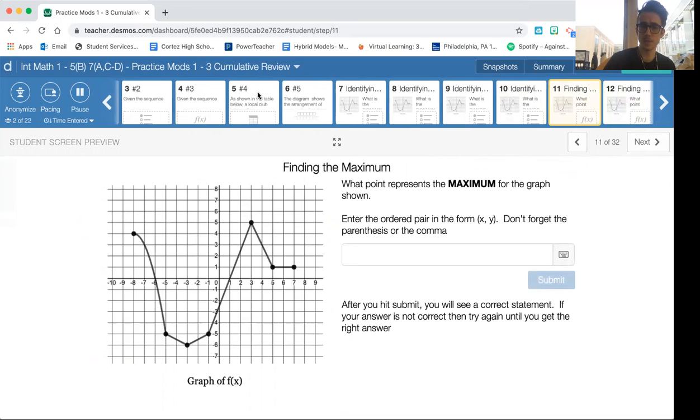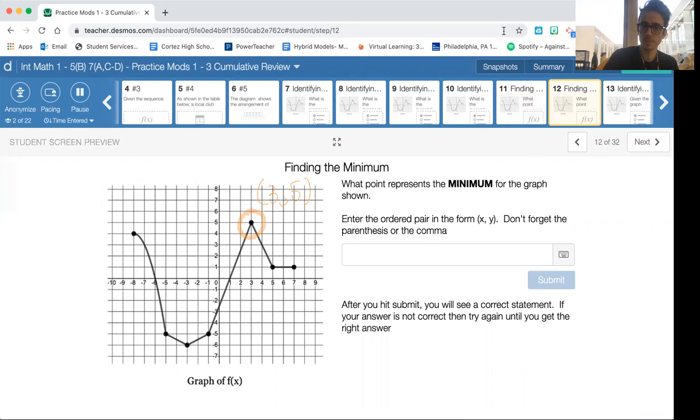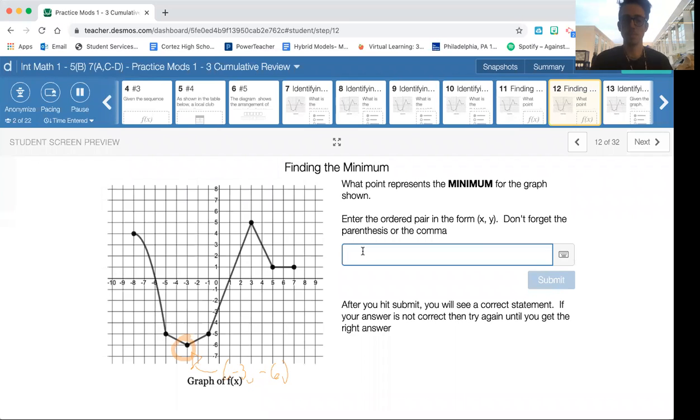Maximum, I think this is pretty easy to spot, but if you're not convinced, it's right here because this is the highest point, and this is when X is 3. The Y coordinate's 5. It's (3, 5). Type that in and move on. Maximum, highest point. Minimum, how's that any different? What do you think? Hopefully you're saying it's the lowest point, which is right here, which is going to be when X is -3, the outcome is -6. Put that in and send it.